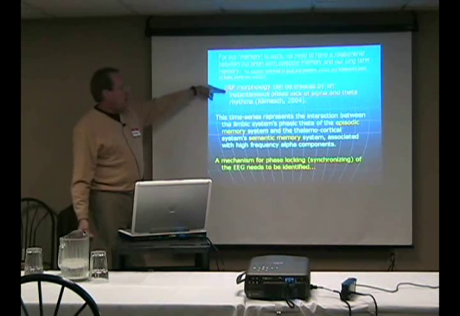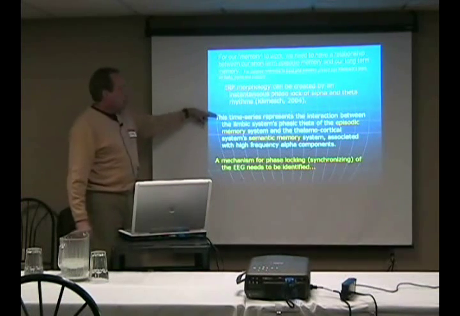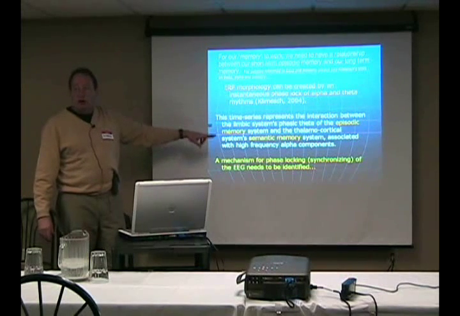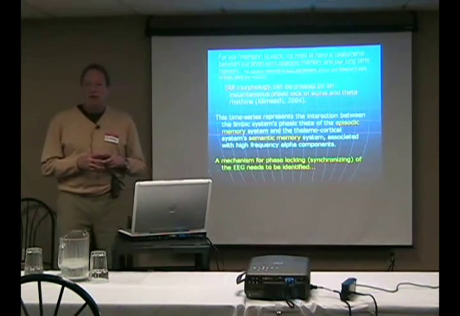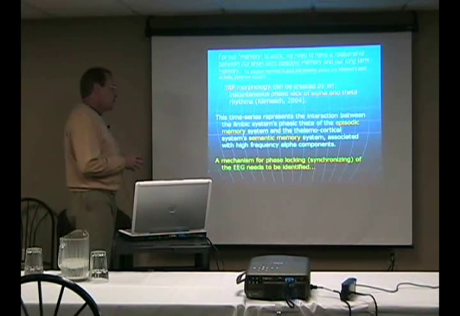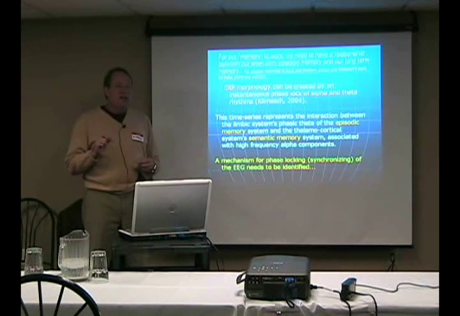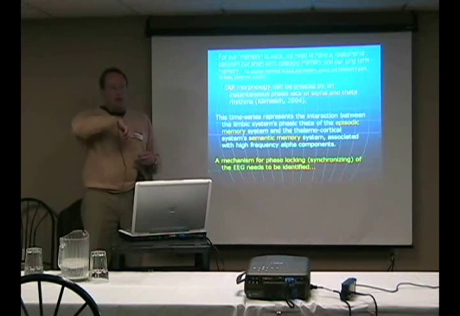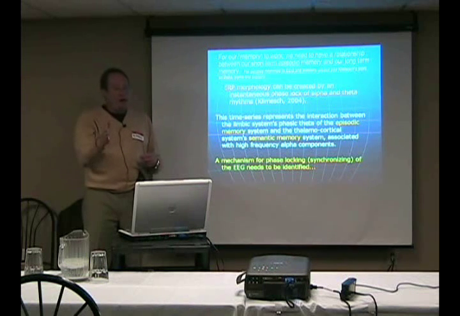So if we phase lock alpha and theta and let them run, suddenly you get the wave shape of the event-related potential. This time series is what happens when you end up interacting between short-term and long-term memory. This is the mechanism for transfer of information between short-term and long-term memory. And this locking together in phase instantaneously is the trick. Now you have to have a phase reset. Something has to tell the wave shape that's ongoing, stop, and now start. Right now I want you to start.